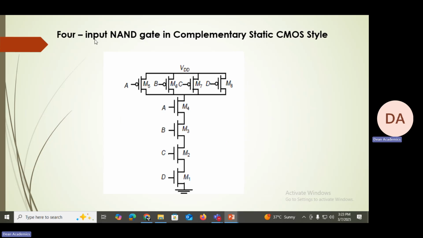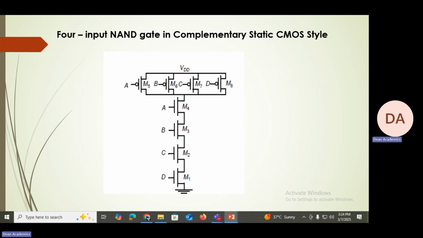Now another example is 4-input NAND gate in complementary static CMOS style. So because it is a NAND gate, all transistors should be connected in series in pull-down network. Therefore, A, B, C, and D transistors are connected in series in pull-down network, and therefore P transistors are connected in parallel in pull-up network. So where these two join, we take output F. So like that, we can design any circuit using complementary static CMOS design style.